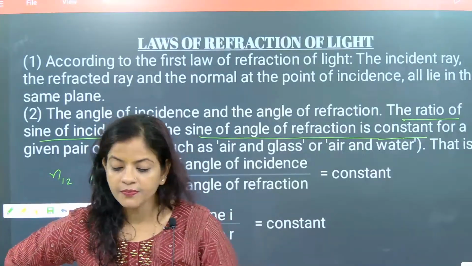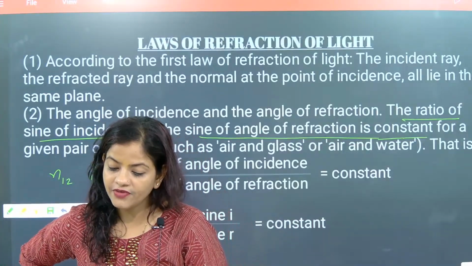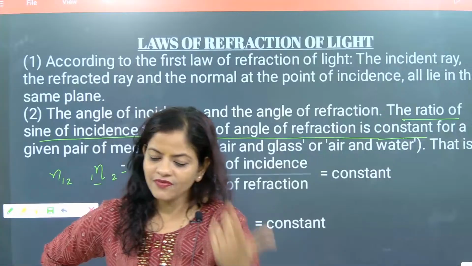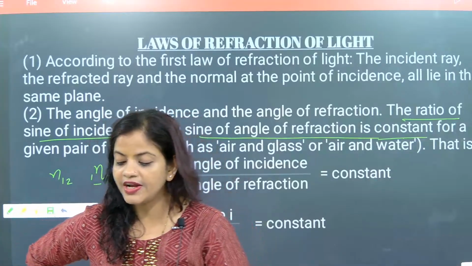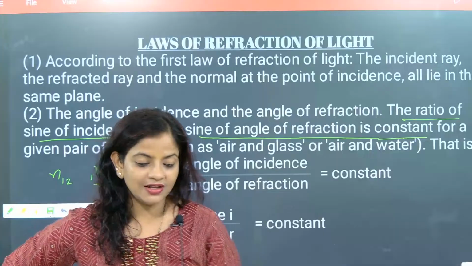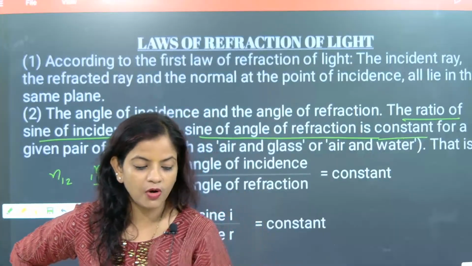So now look here, beta. Optical density and wavelength of medium, meaning wavelength of light going from one medium to another medium. That is the most important thing.